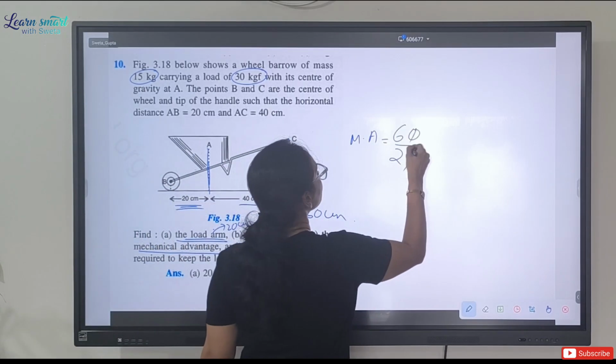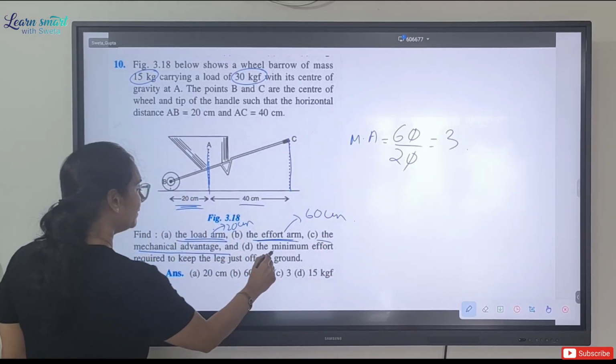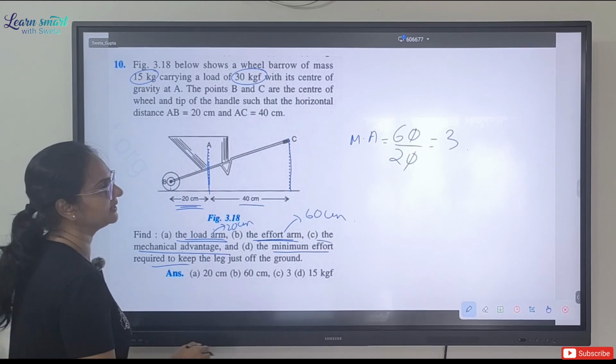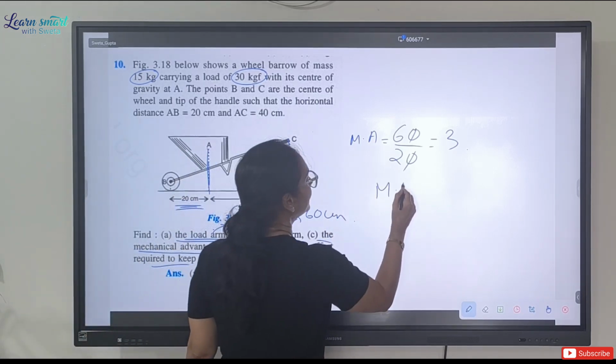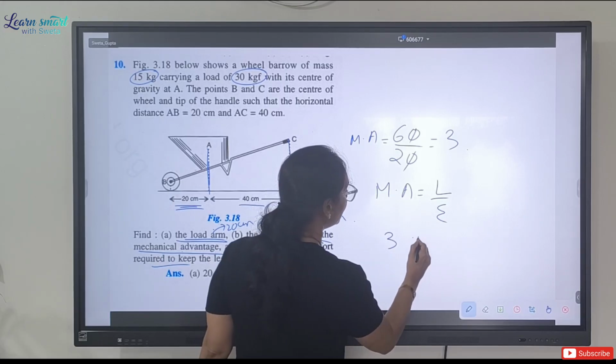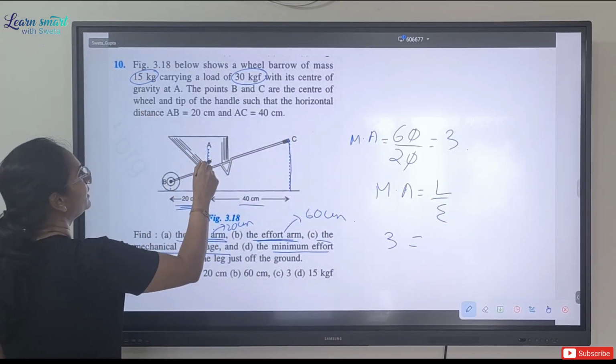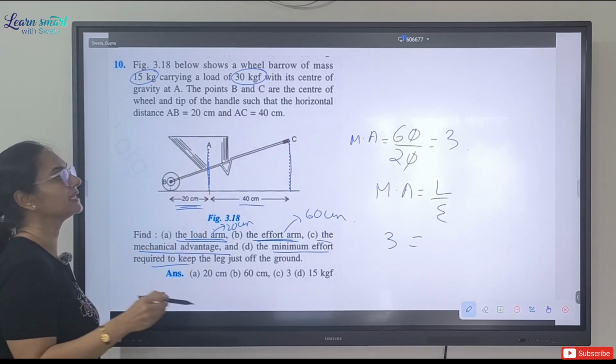So we will get it as 3. We got the mechanical advantage and now the minimum effort, we have to calculate the effort. So mechanical advantage equals load upon effort and we got that as 3. How much is the load? Load is the total weight of the wheelbarrow plus the weight that it is carrying.